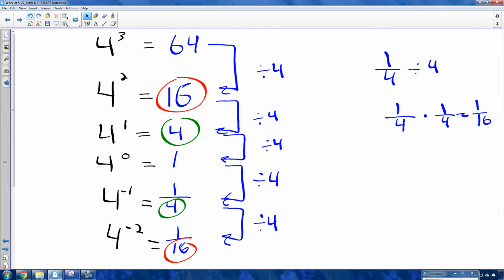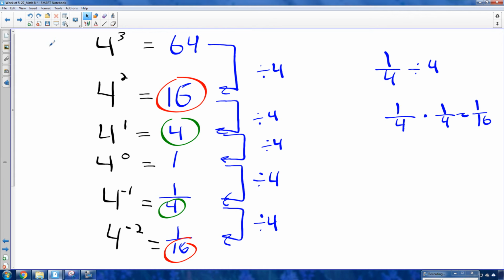So according to this pattern, we'd take this and divide it. What are you noticing? Something to the positive 3 power is 64. Something to the negative 3 power is 1/64. So in a sense, you're going to push things to the bottom of a fraction. That's not a very technical term, but that's kind of what's happening here.